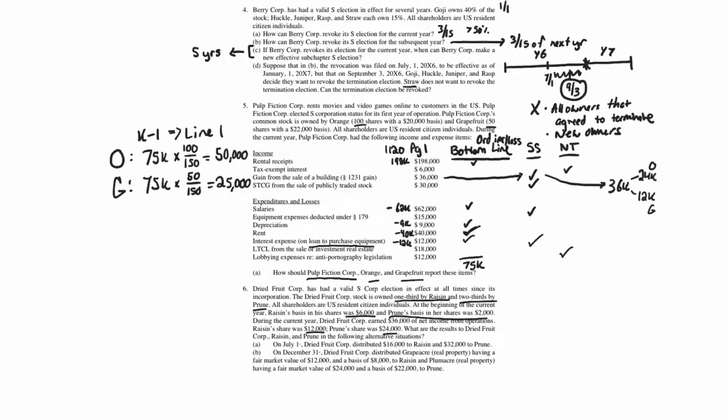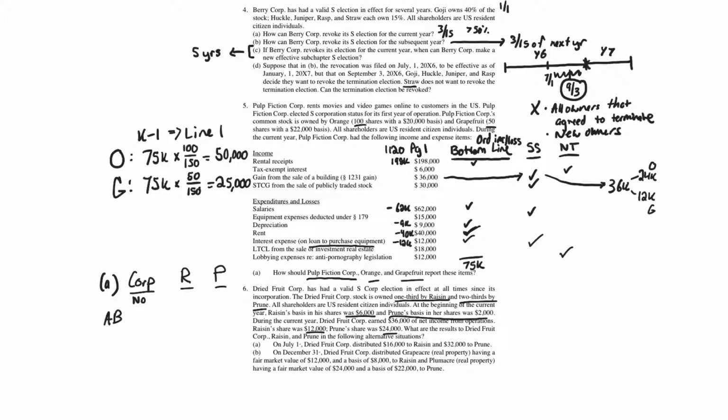So in A, on July 1st, Dried Fruit Corp distributed $16,000 cash to Raisin and $32,000 cash to Prune. So let's do A first. In A, we've got the corporation, R, and P. On a cash distribution, there's really no consequences to the corporation other than reporting, on line 1, this net income of $36,000, and it flows to the K1 of R and P. So for the corporation, nothing.